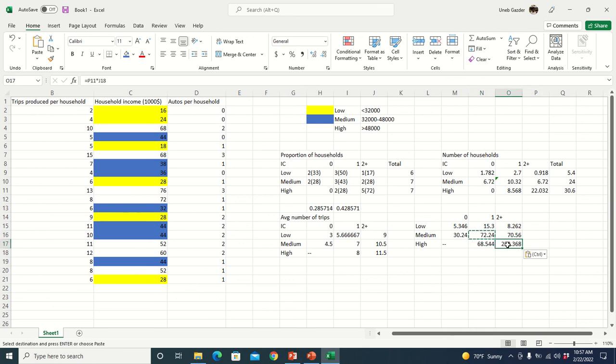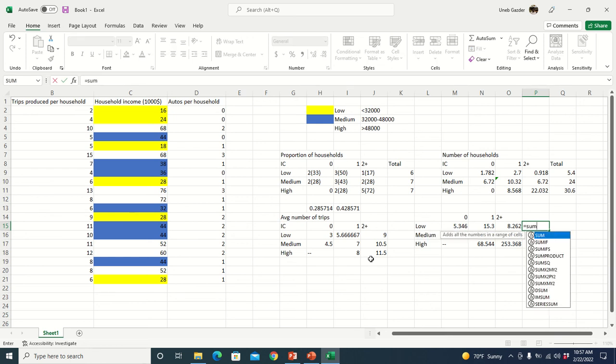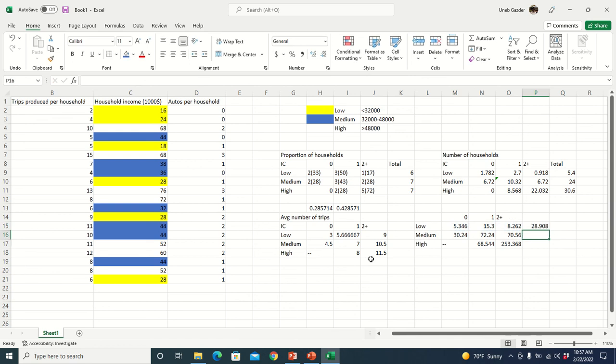Let me just check if Excel took the values correctly. Yes, so the number of households multiplied by the average number of trips for that household, and I can do the summation for each income category as well. For example, how many trips generated by the low income category? These, and so on. You can do the rounding off, no problem. In number of trips you can do the rounding up or rounding off. 1 plus minus 1 doesn't make much of a difference.